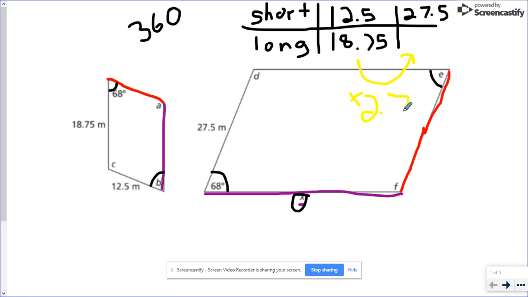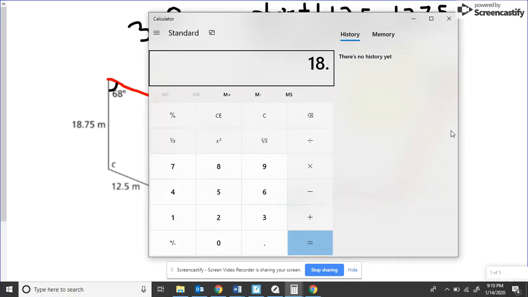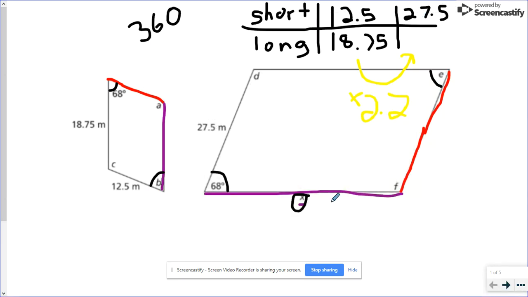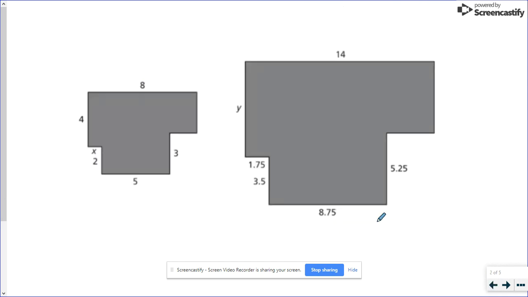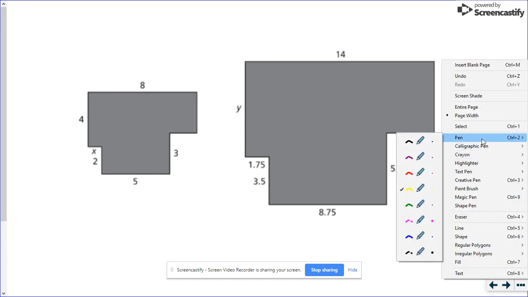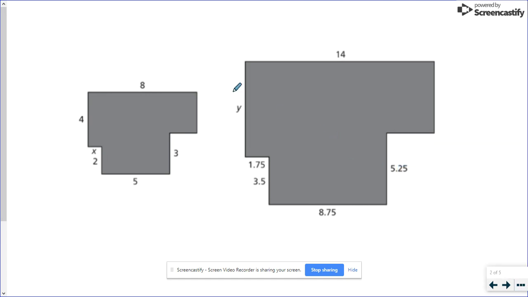So in order to make these equivalent, I then have to take my long side, 18.75, and multiply it by 2.2. And my missing side length would then be 41.25. So I can use those ratios of adjacent sides. For this example, I'm going to instead use scale factor. So remember, by definition again, scale factor is the number you multiply any side length by to get to the new one. So I see that I'm trying to go from 8 to 14.